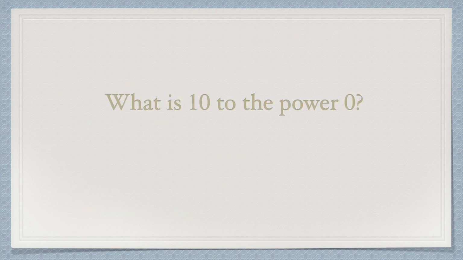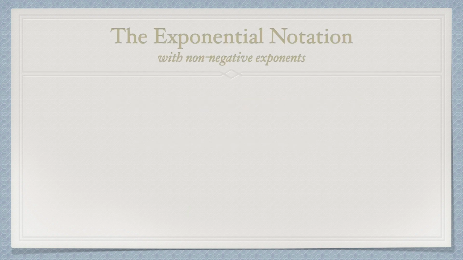But what is 10 to the power 0? A consistent definition is 10 to the power 0 equals 1. This is because taking 10 to the power of a number transforms multiplication into addition, and 1 is the neutral element for the multiplication and 0 is the neutral element for the addition. Now we are ready to define the exponential notation with non-negative exponents.